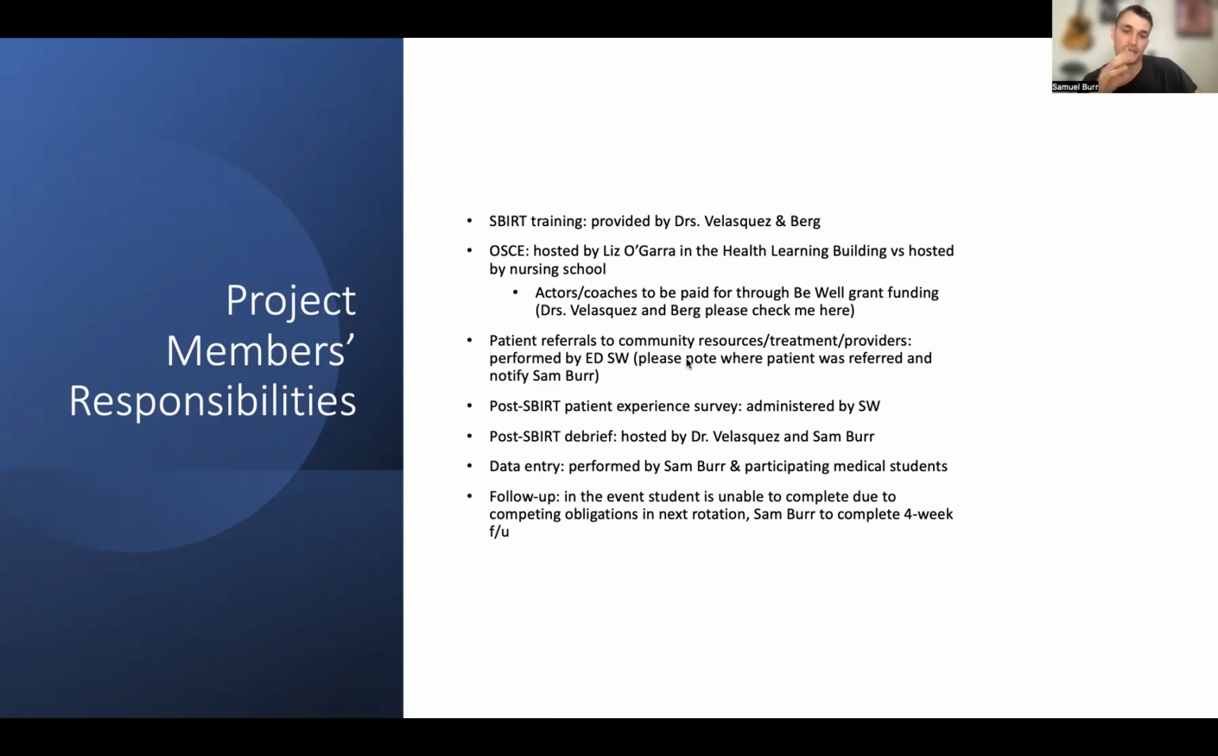The post, okay, so this is an important point too. Hopefully social work can help us out with this or briefly administer it. We have a short survey for the patients in addition to what the students are doing. This is a survey evaluating what the patient's experience at the SBIRT was: if they felt respected, if they felt like it was a meaningful conversation, if they felt like this is something they wish more providers would do, things like that.